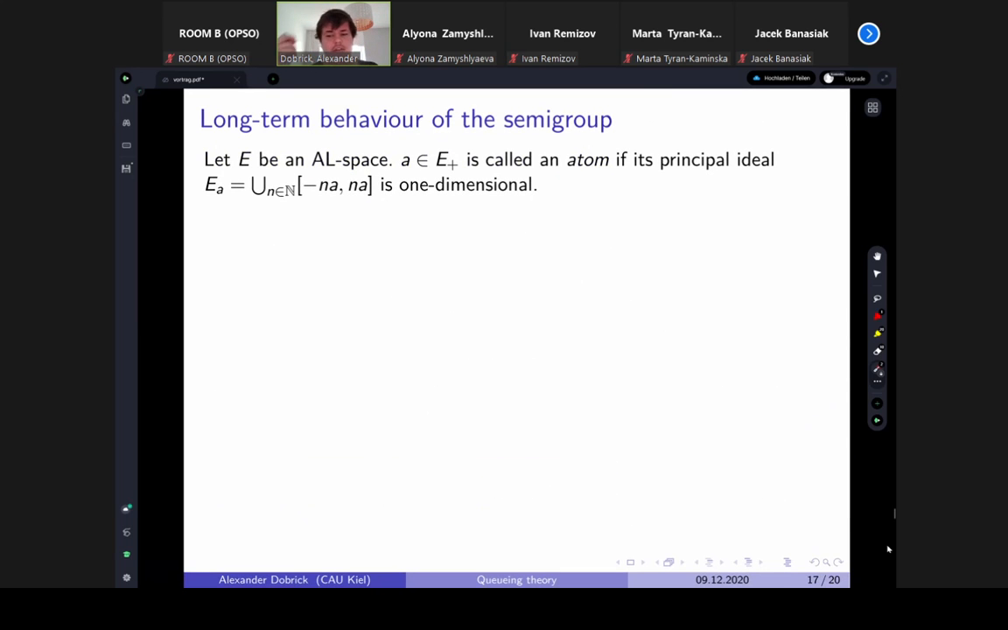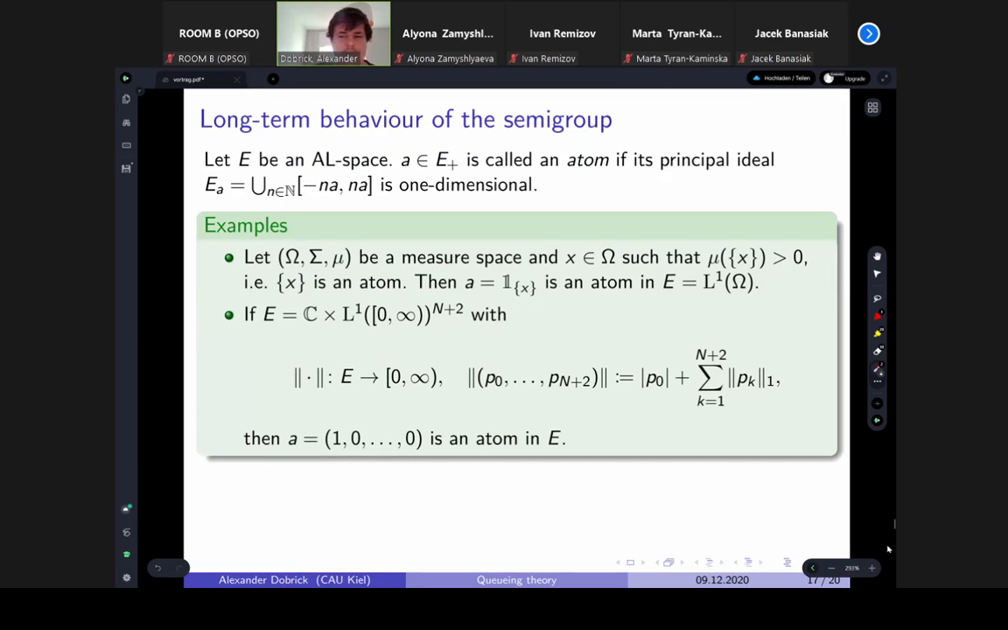Okay. So another thing that is usually done in these papers in queuing theory is the asymptotic behavior of the semigroup involved. So I just recall the notion of an atom in such an AL space. Basically, a vector is called an atom if its principal ideal is one-dimensional. And when you go back to the case of L1 spaces, then it's pretty obvious what that means. If you have a measure space and some atom of this form, then the indicator function of that set is an atom in this sense. So it's just translating the notion of the atom in the measure space to the L1 space.